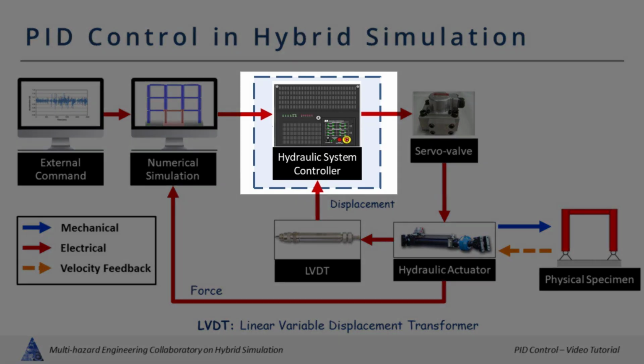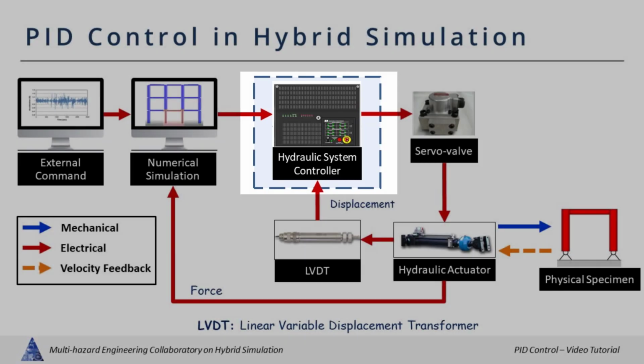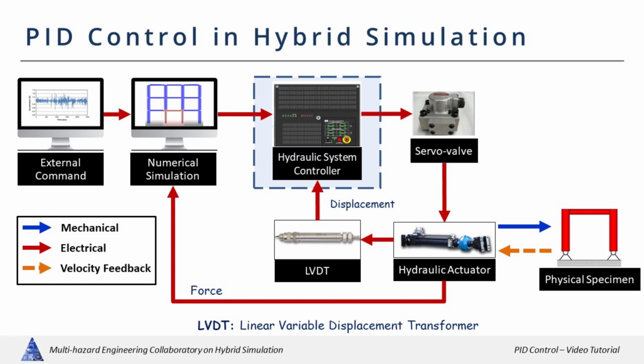They serve at the interface of the numerical and experimental substructures, controlling the hydraulic system so that the hybrid simulation can be implemented successfully. And often, people tend to trade off one characteristic of a control system for another to better meet their requirements.